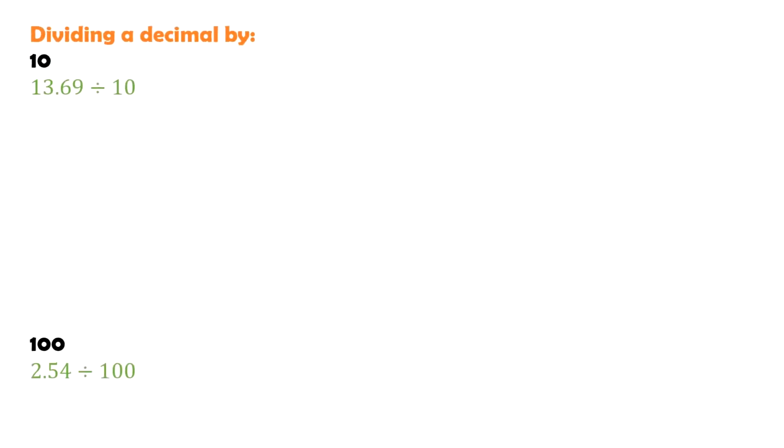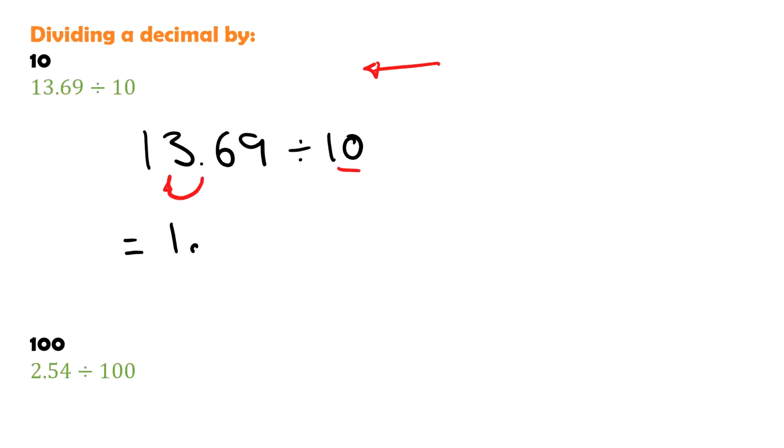Now when we're dividing, the decimal place moves to the left. So we have 13.69 divided by 10. And it's the same method. There's 1 zero, so we're going to move the decimal place 1 position. So our answer here will be 1.369 there.